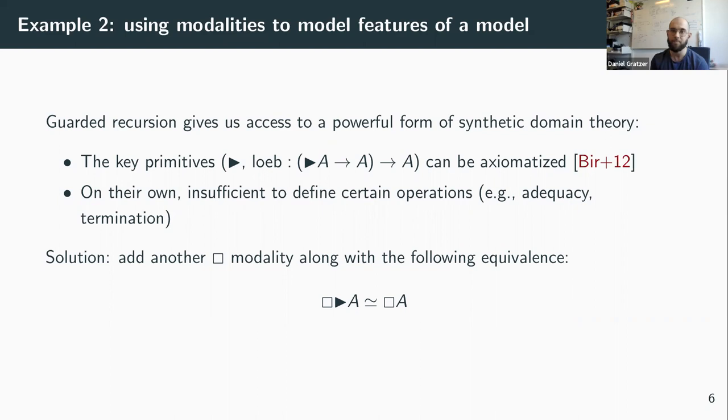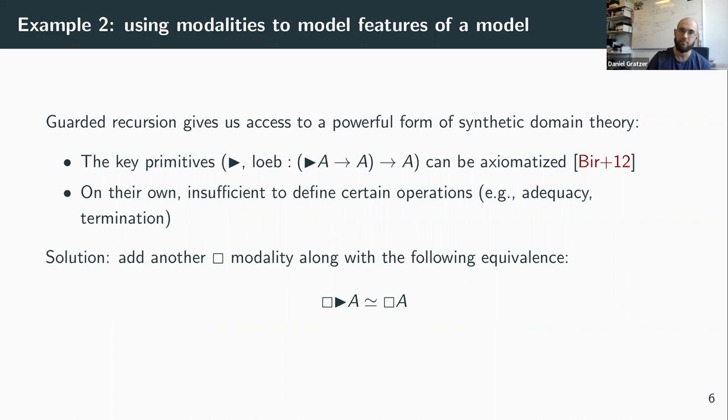So with this, we can do quite a lot, but it's not quite enough on its own. In particular, all the properties that we want to express that have to deal with liveness, sort of adequacy, termination, these sort of things, they're out of reach with just this set of primitives. But once again, we can kind of rectify the situation by adding another modality, box, together with an equivalence. And this is sort of a nice example of something we run across quite a bit, which is that one modality is good, but two modalities or more is often better. And in a situation where you have multiple modalities, you often want them to interact in certain ways. So here we want box later A to be equivalent to box A.